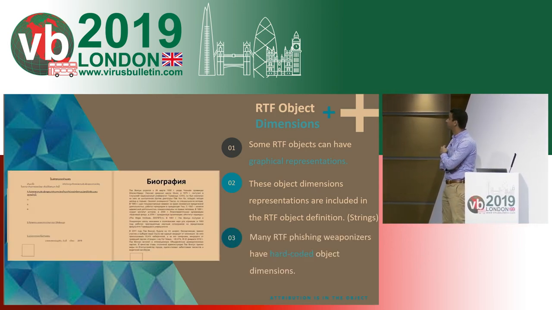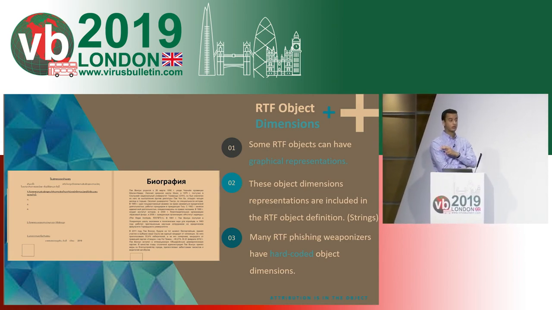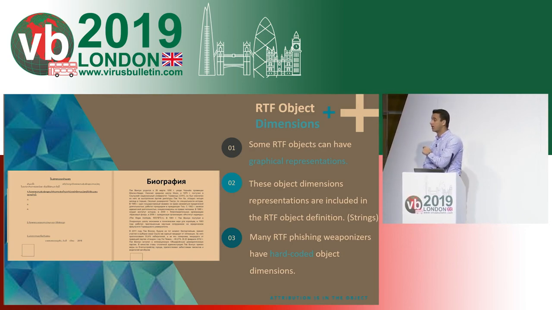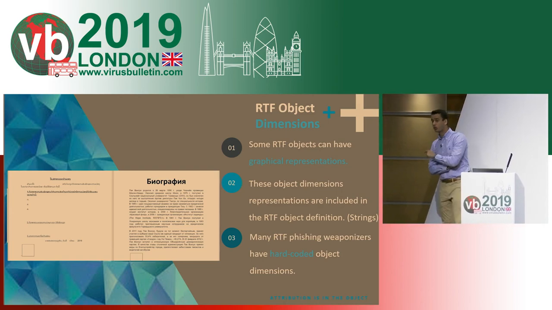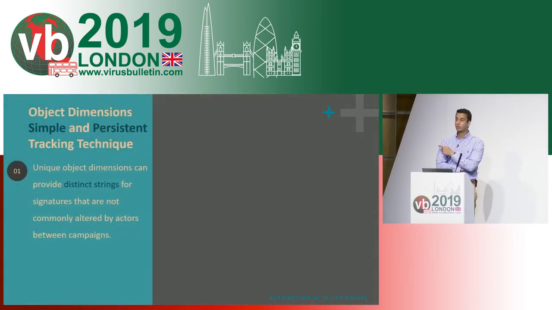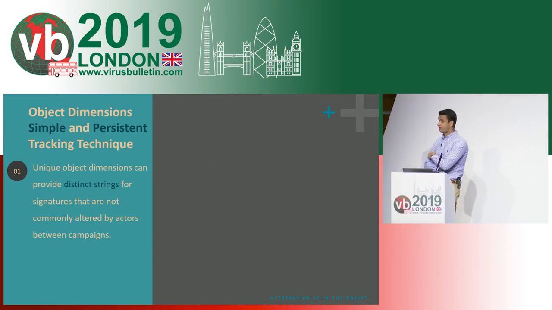These are two different phishing documents from two different actors. They are both using equation editor vulnerabilities, and we can see the boxes in here, which represent the equation editor object. And again, it has a graphical representation, and these two boxes have the exact dimensions, which defines the same developer of the exploit. So as we said, this technique is very persistent.